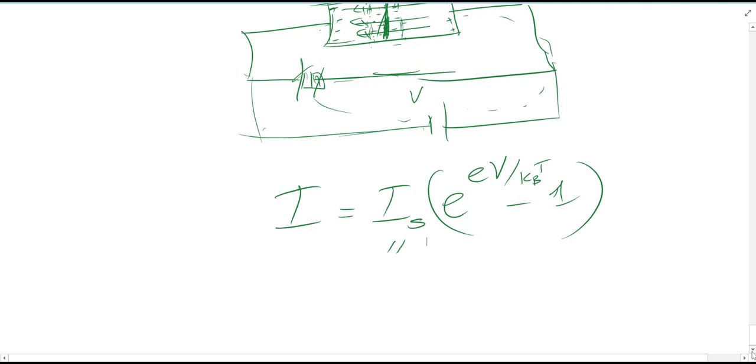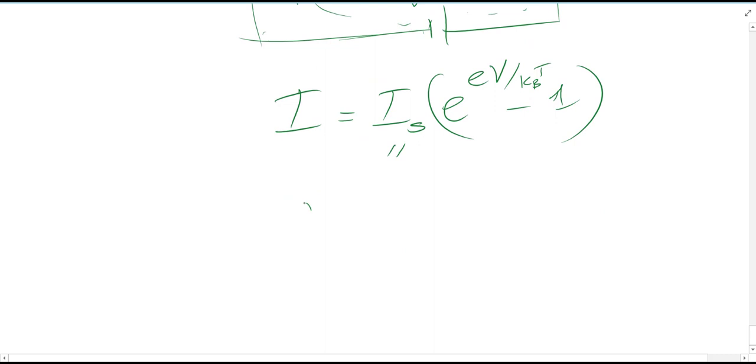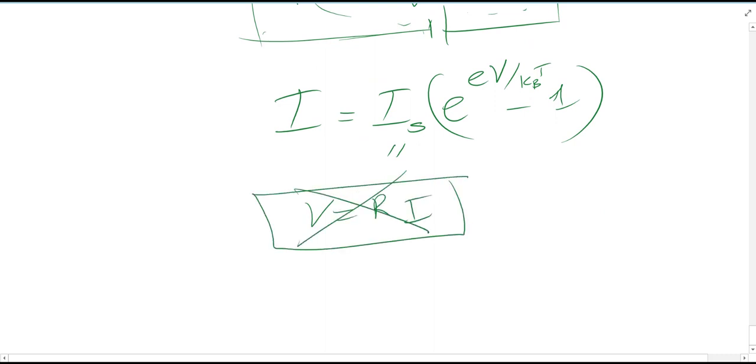We were used to V equal to Ri. This is not anywhere near that. Okay, so the current and the voltage are not proportional to one another. Actually, there is that exponential in there. Okay, this is your chapter in a nutshell.